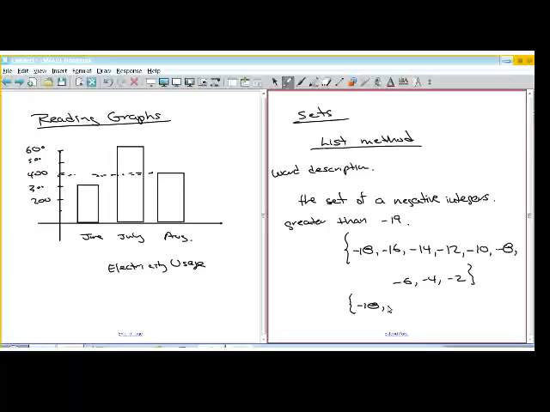The abbreviated version of this: I would write the first 3 elements from the smallest. Once I've established this pattern of a difference of 2, then I would go dot, dot, dot, put in another comma, and then I would put the largest number. That would say I want to go by 2s until I get to negative 2. So that would be a short way of doing it.